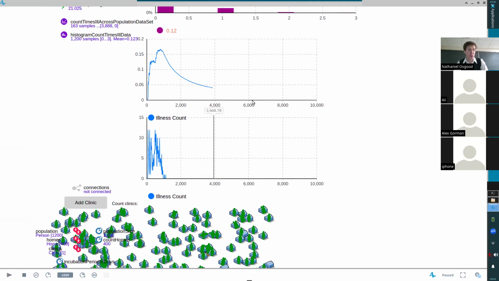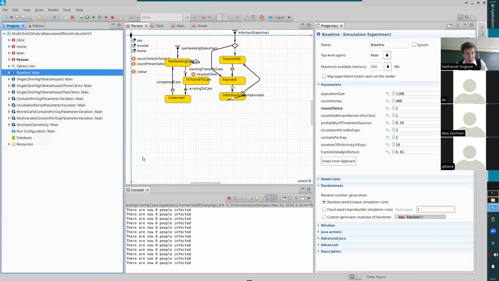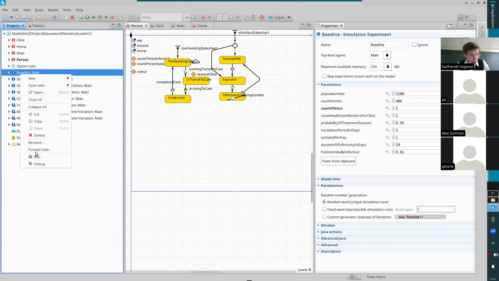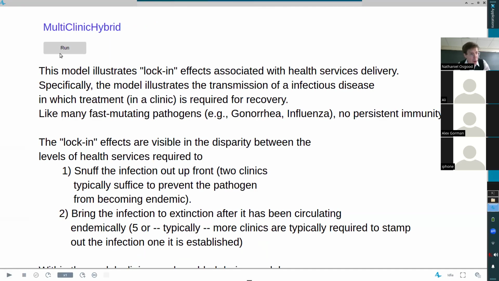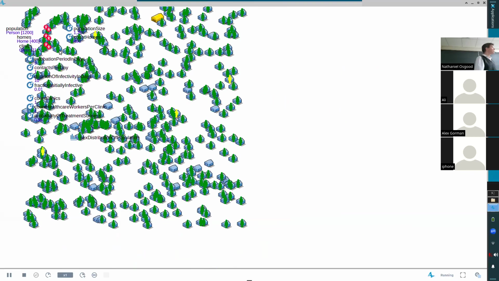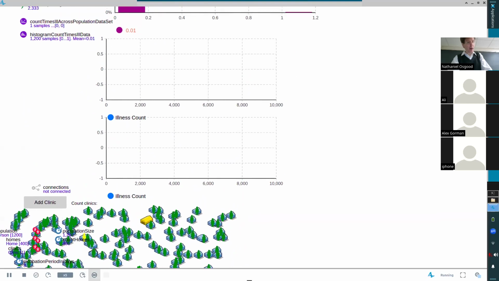And there are times where this infection dies out. But there are other times, you may recall, where it takes off. Do you remember this model? We used it to illustrate lock-in effects. Remember that? In this very classroom? If you add 3 clinics from the start, the infection would never take off. But if you only have 1 clinic from the start, infection could get established so much you need like 6 clinics to clear it away.